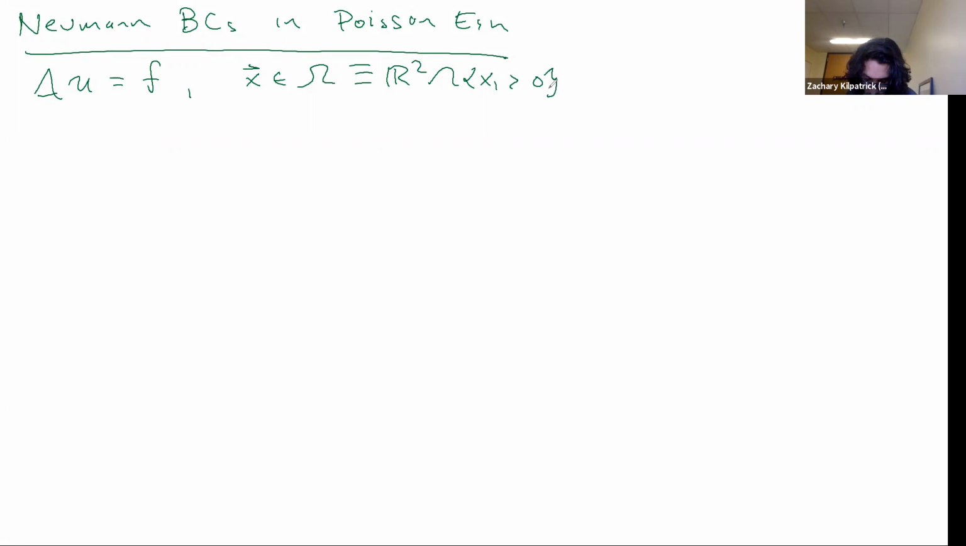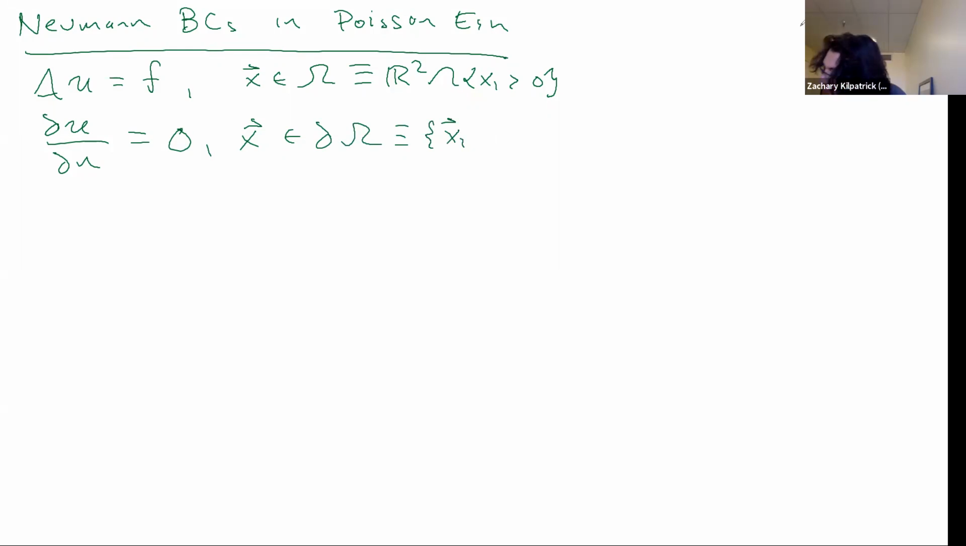I'll put us on the half plane. Our boundary condition, because this is going to be a Neumann problem, just make that 0. And the boundary is just going to be x, where x lives in R2, such that x1 equals 0.